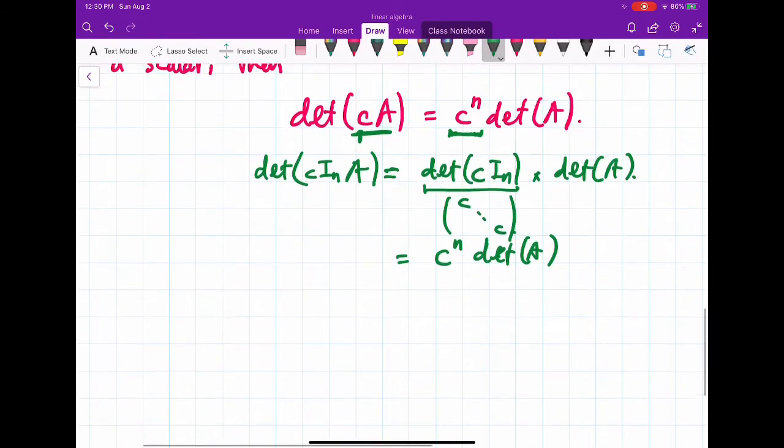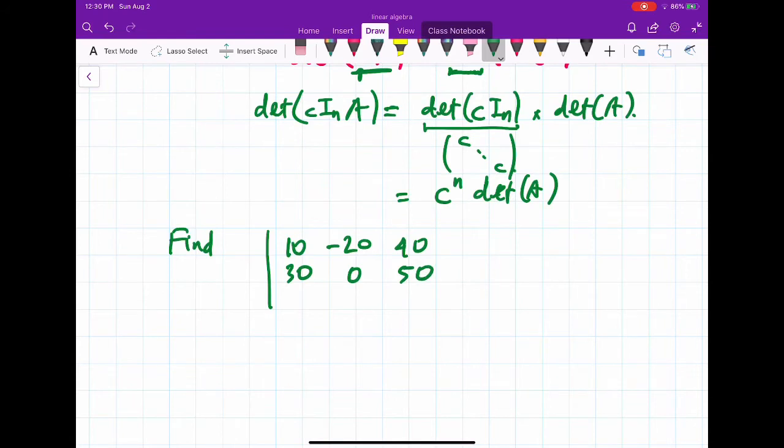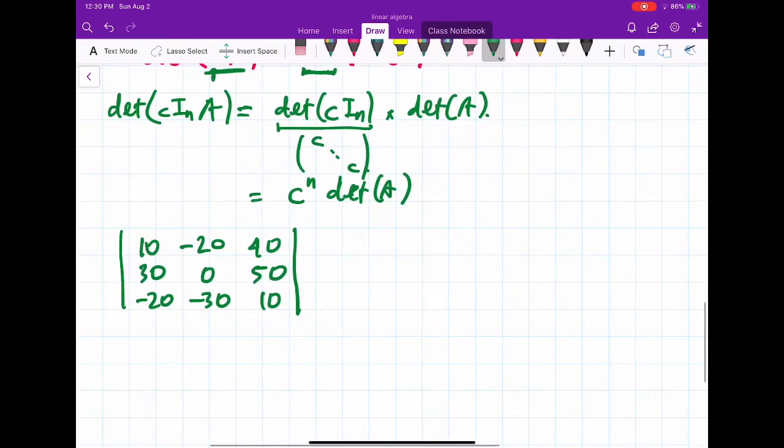So let's apply this property to find the following determinant. Let's find that of 10, -20, 40, 30, 0, 50, -20, -30, 10. Sometimes you have to work with such matrices, where entries are really big numbers. In this case, you can see all entries of this matrix are scalar multiples of 10, right?